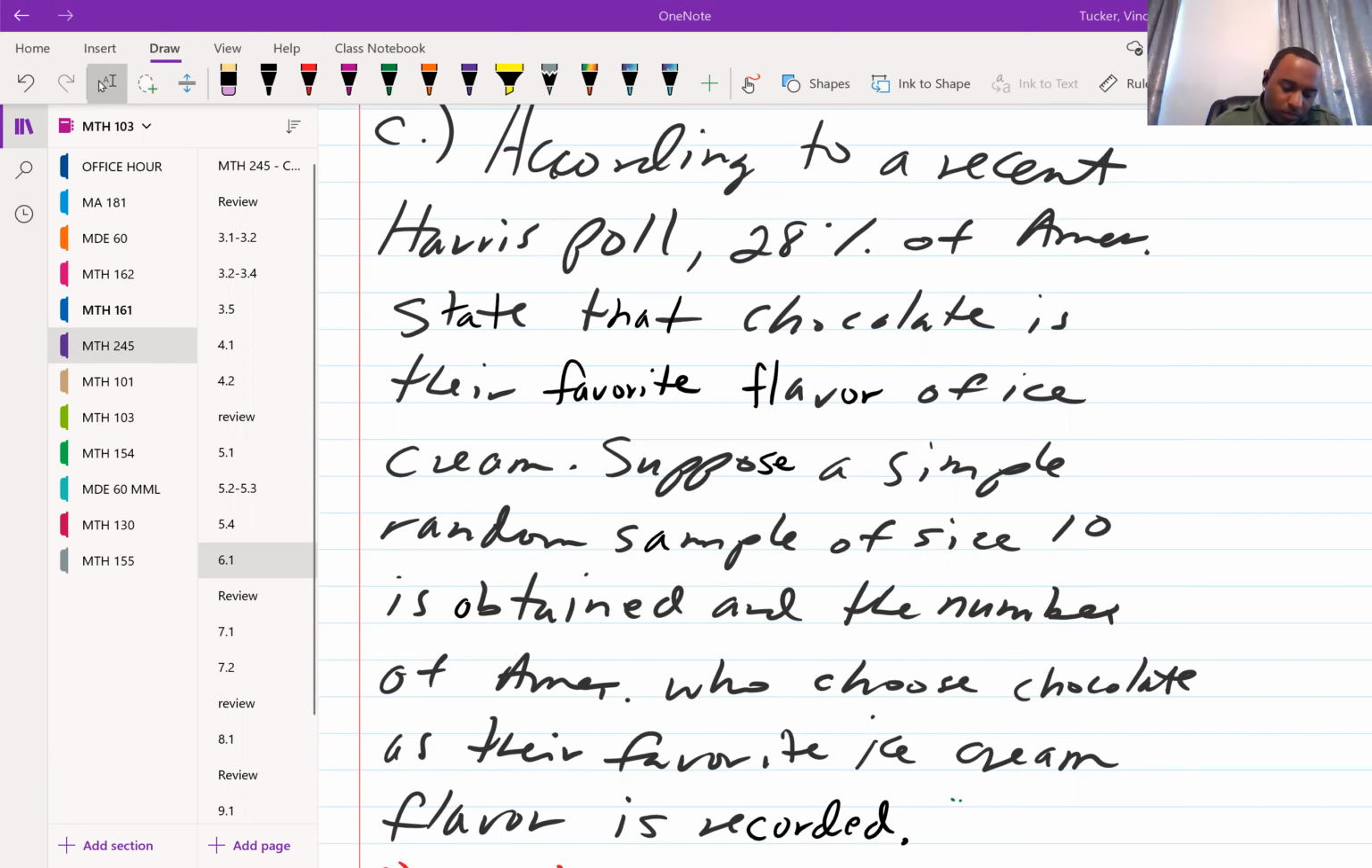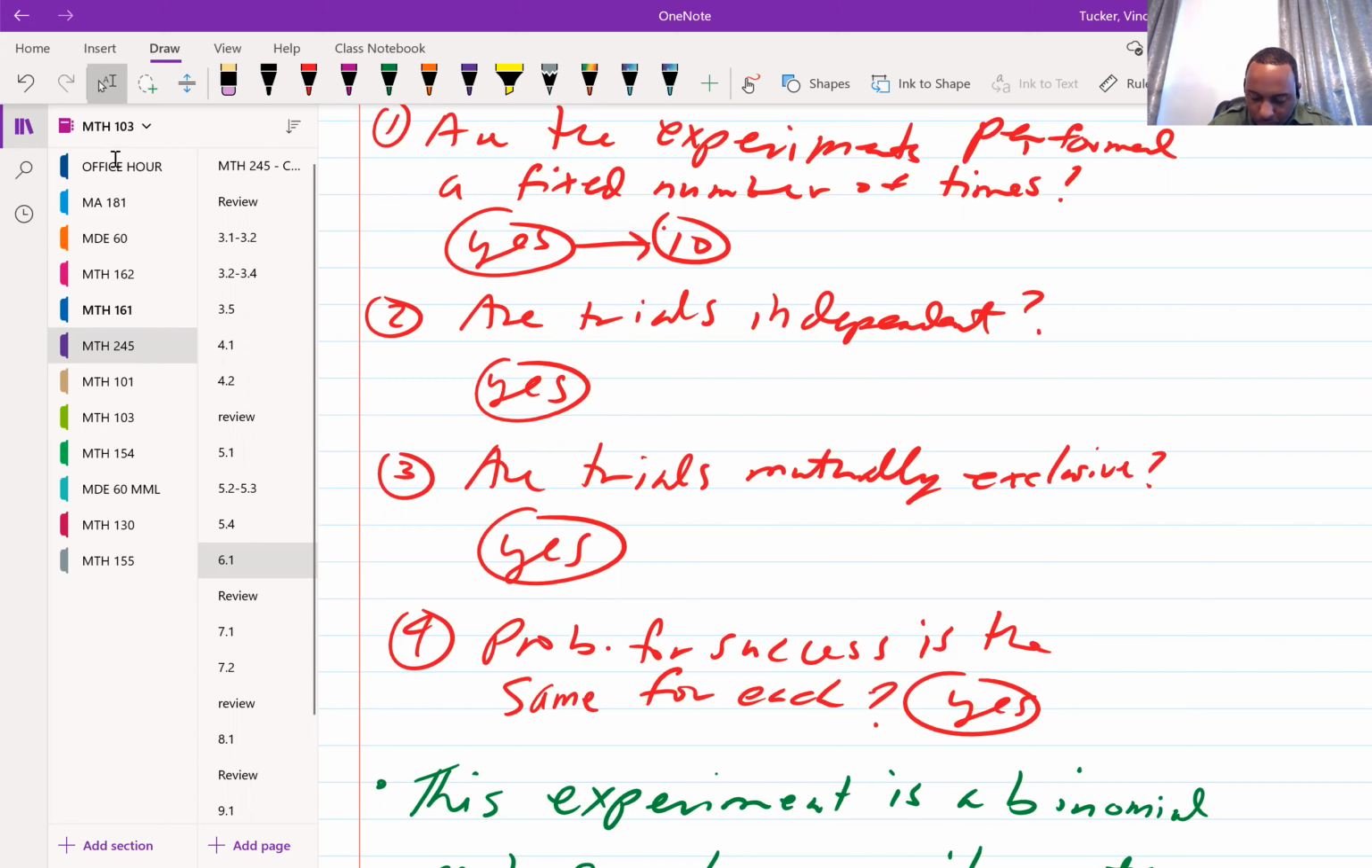All right. Questions? All right. So this experiment is a binomial experiment because it meets each of the criteria. So once we've established that, then we can go ahead and do the other pieces, notation.